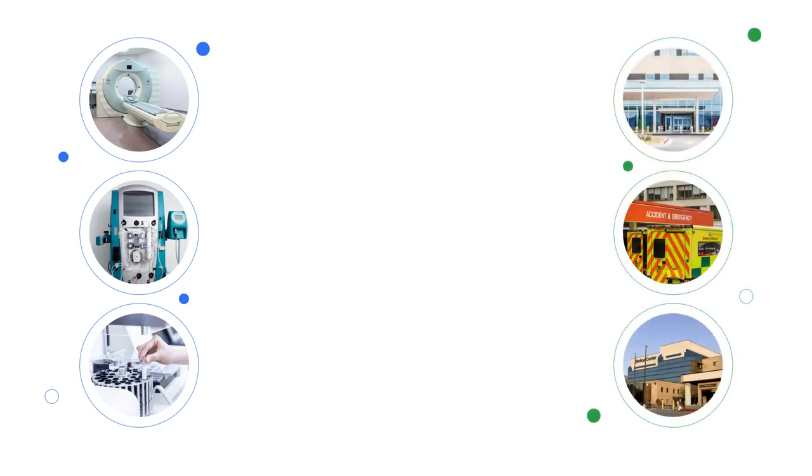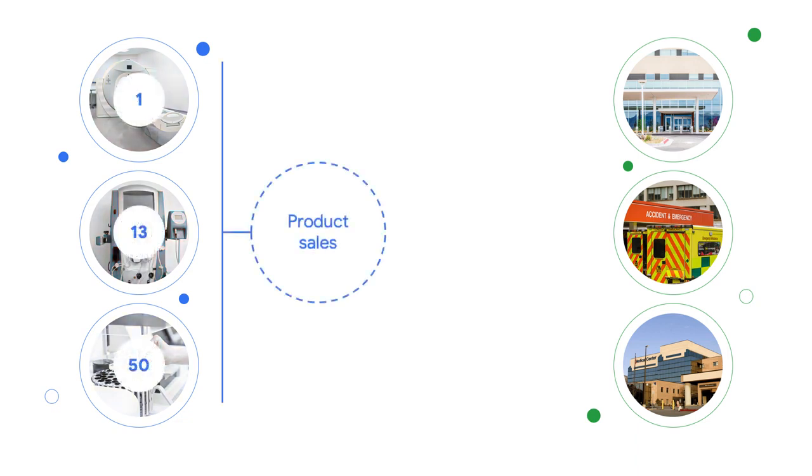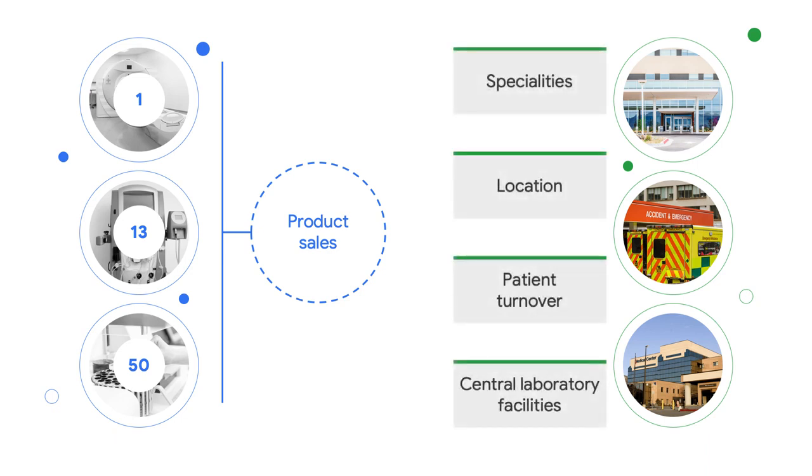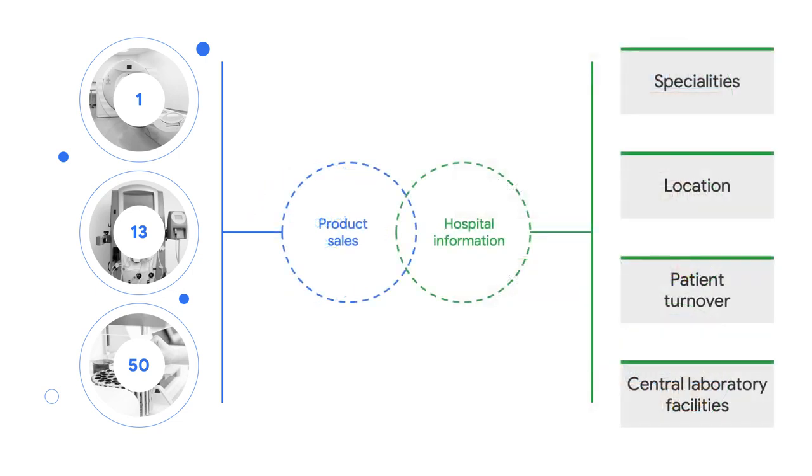For example, suppose you're a sales manager at a biomedical diagnostics company. You provide a range of diagnostic tools to hospitals and laboratories across the region. One of your data sets is sales of each product. You also have some data sets about the hospitals themselves, including specialties, location, patient turnover, and central laboratory facilities. In this case, by integrating how many products are sold at each hospital with all the other data sets you have for the hospital, you have a clear insight into what makes your ideal customer.